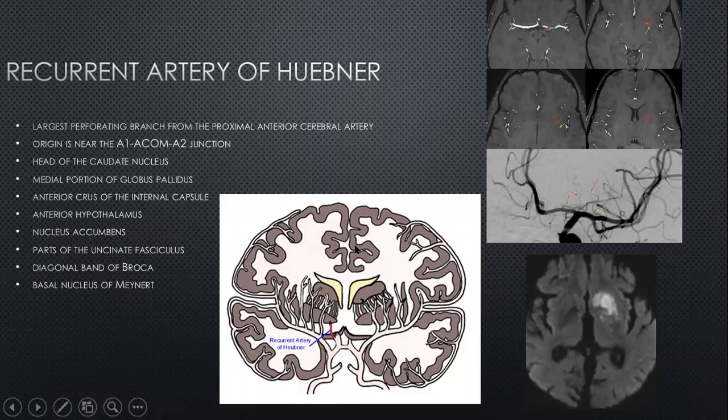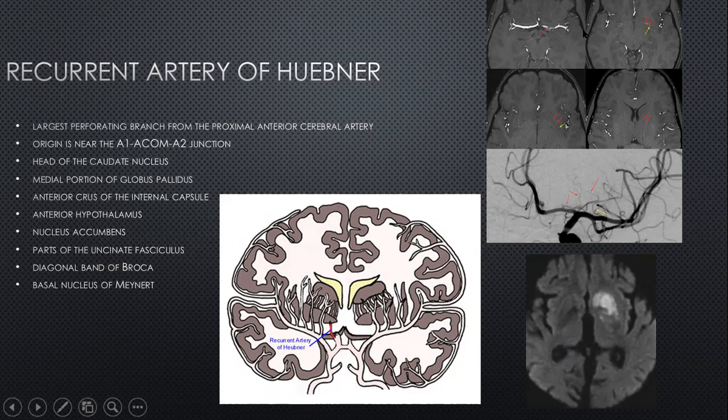Another important branch of the ACA is the Heubner artery, and we hear about this a lot in anatomy as well as in surgical literature. It's probably a very dominant perforator artery which arises from the ACA, typically from the proximal ACA, sometimes from the A1 segment, sometimes from the ACOM, or sometimes from a very proximal A2 segment as well. It's a very dominant perforator which supplies part of the caudate head and the adjacent globus pallidus. It's very important to identify this recurrent artery of Heubner during surgery and also during endovascular procedures.